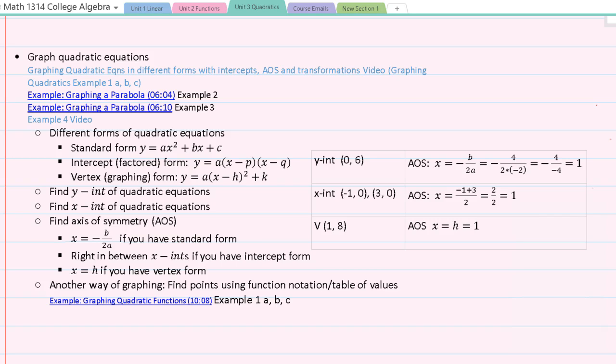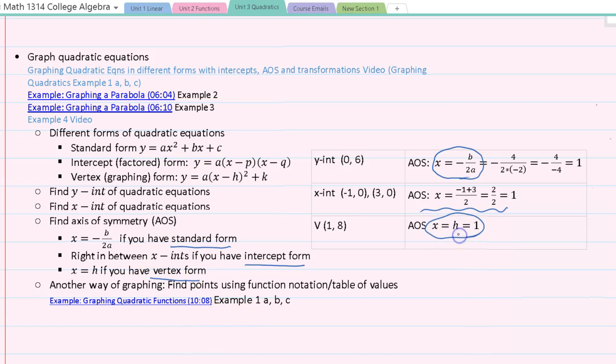Another useful bit of information when graphing is the axis of symmetry. Regardless of how the quadratic equation is represented, we can find the AOS. If we have the standard form, we find the AOS by using the formula x is equal to -b over 2a. If you have the intercept form, the axis of symmetry is located right between the two x-intercepts. And if you have the vertex form, the AOS is the x-coordinate of the vertex, or x is equal to h.